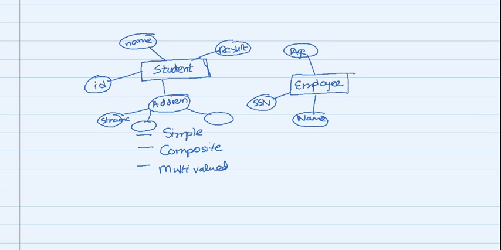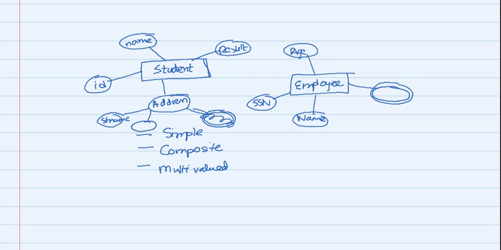Multi-valued attribute. A multi-valued attribute is denoted with double circles. Right, this is actually a wrong thing to draw. Let's just give one multi-valued attribute here. It's double ovals, not circles. What it denotes is that one attribute can have many values.